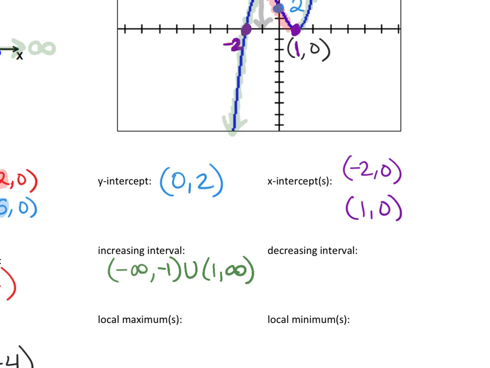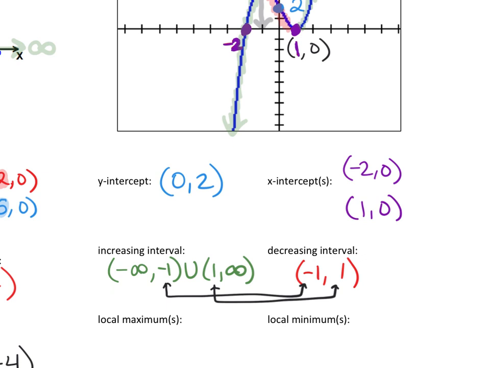The decreasing part is just the stuff in the middle. What's the x value where it started decreasing? -1. Where did it stop decreasing? 1. So literally, if you notice, these are the same numbers, and they always should be the same numbers. If they're not, you've done something wrong. That's a good thing to notice here.